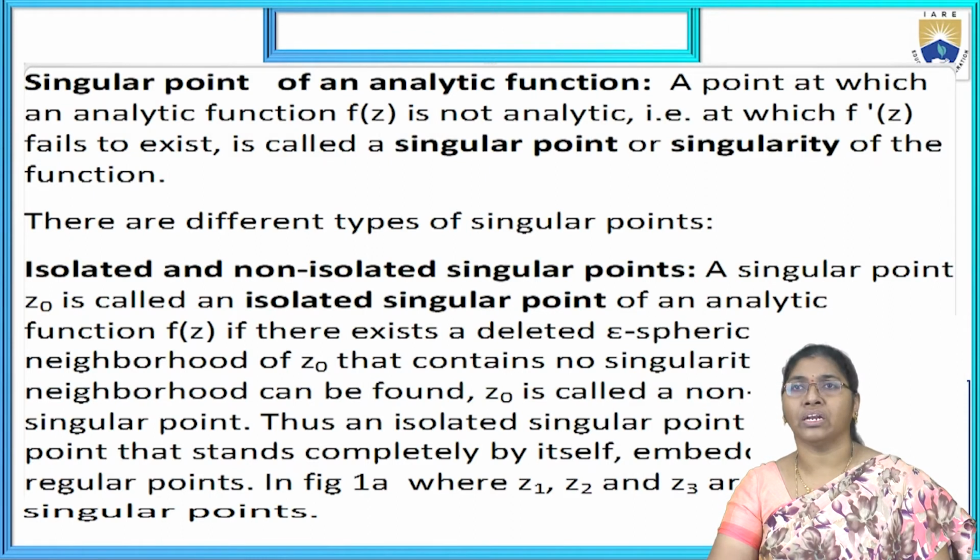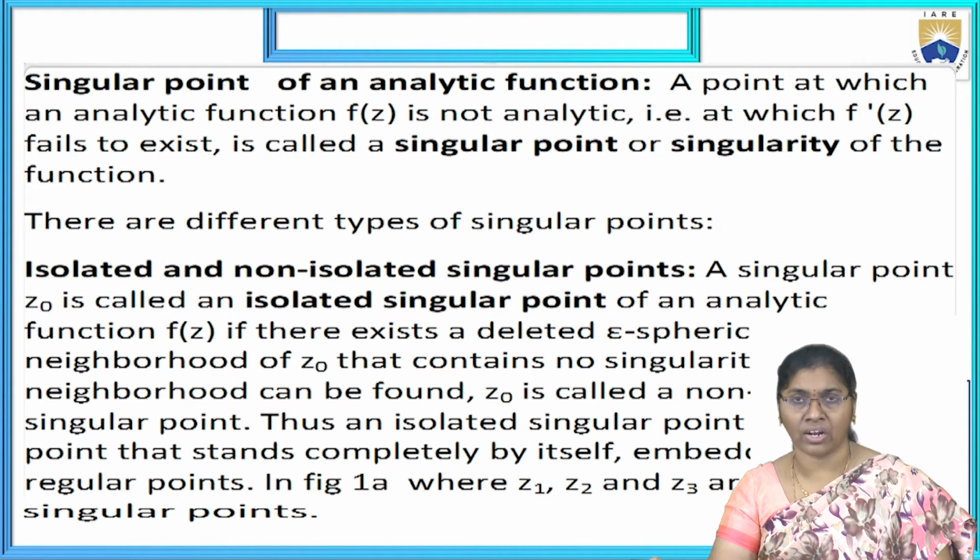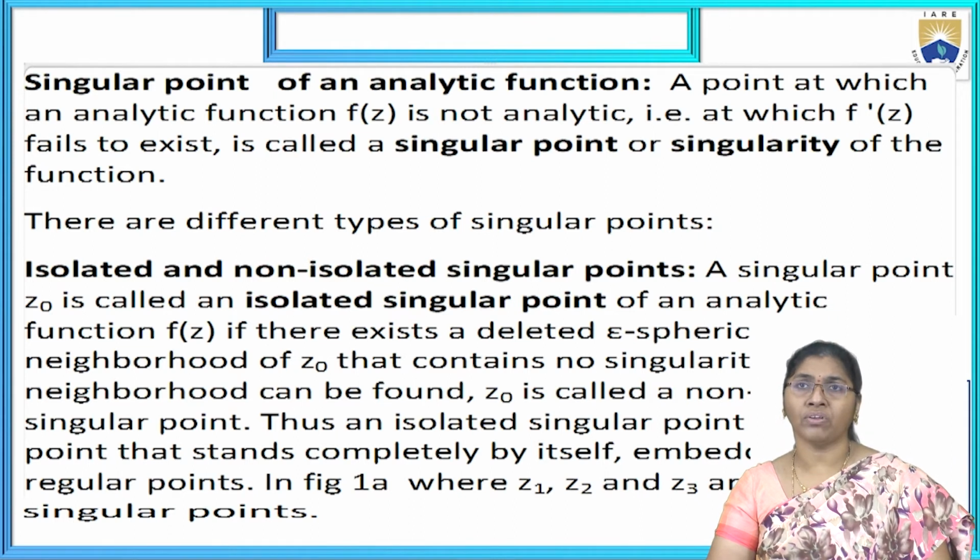Singular point of an analytic function. A singularity point or singular point of an analytic function is a point at which the analytic function f of z is not analytic, that is, at which f dash of z fails to exist. For example, f of z exists, that is analytic, but f dash of z does not exist. If it is not analytic, then it is called a singular point, a singularity of the function.